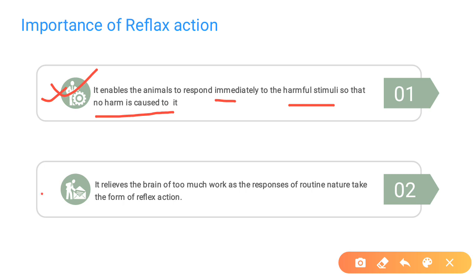Next, it relieves the brain of too much work, as responses of a routine nature take the form of reflex action. For example, when we exercise, the wave of peristalsis is produced in our intestine, which could exhaust our brain. So to give relief to the brain, reflex action is very important.